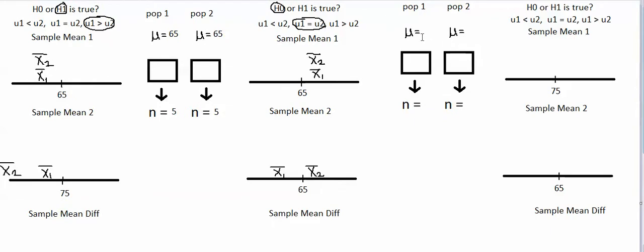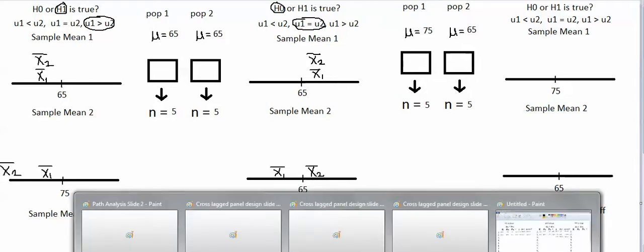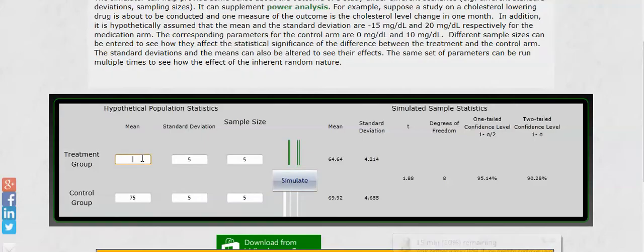Now create a situation where you're studying two universities, and this university has a mean height of 75, and the second one has a lower mean height of only 65 inches. So this university is taller than this university. You're still taking a sample of 5 from here, and a sample of 5 from here. So now you would go to your simulations and change this to 75, change this to 65, keep the standard deviations the same. You're using the same sample sizes.